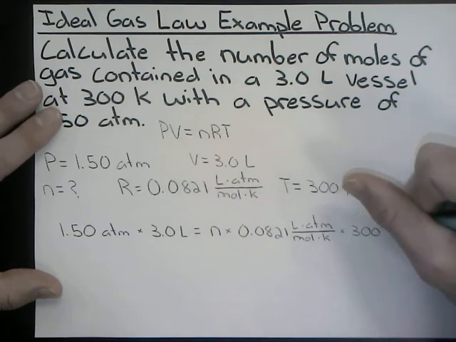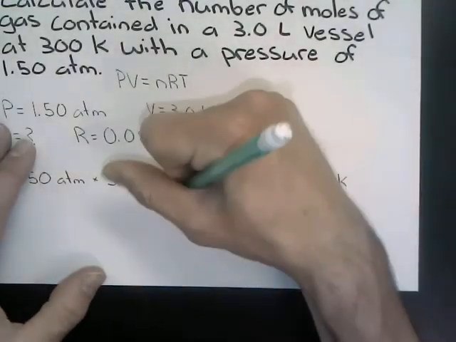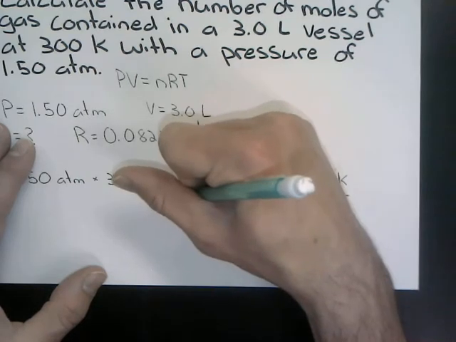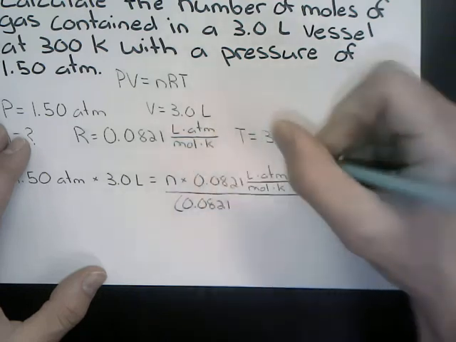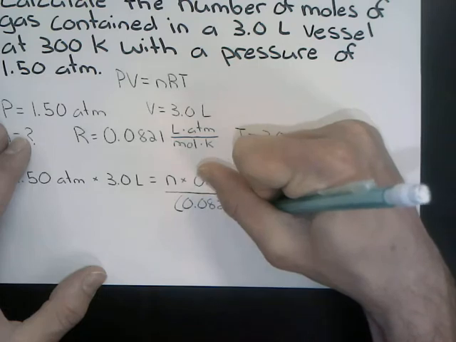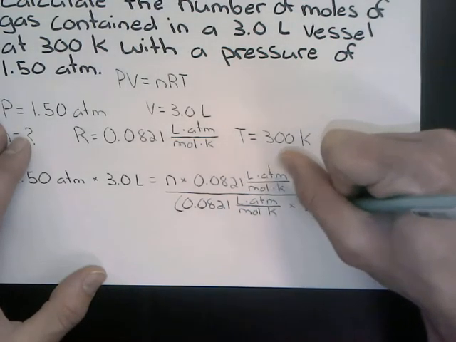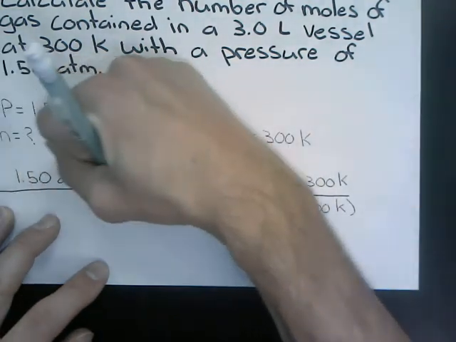Okay, so now we need to get N by itself. Because 0.0821 and 300 are attached via multiplication, what we need to do is divide each of those things on each side. So we're going to put a set of parentheses, 0.0821 liter atmosphere per mole Kelvin times our 300 Kelvin temperature, and what we did to one side we're going to do to the other.